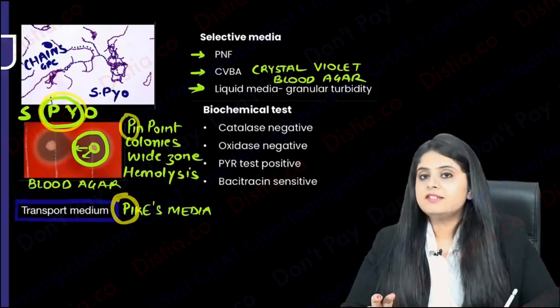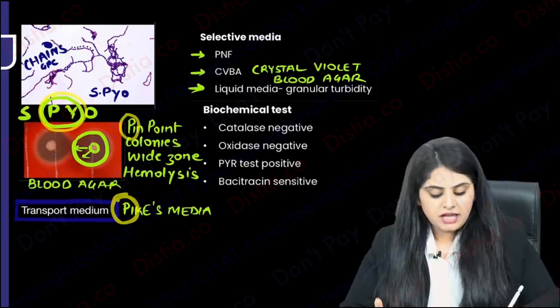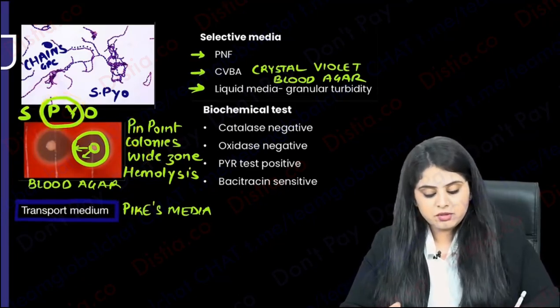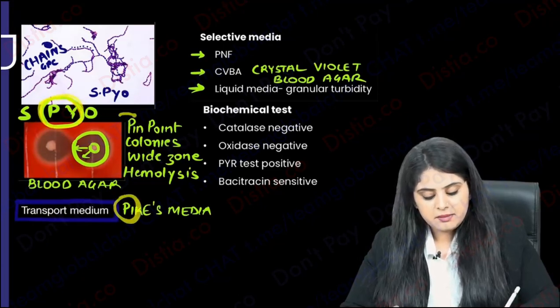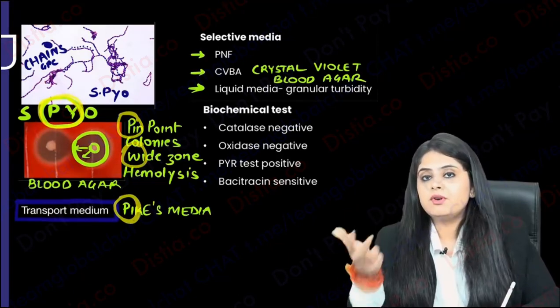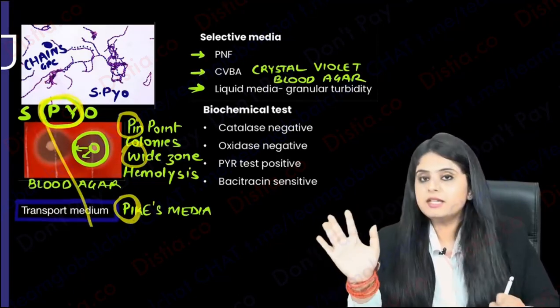What kind of colonies does it have? Pin point colonies. How much of hemolysis? Narrow or wide zone? Wide zone. So remember, now you have your mnemonic pi, Y. Pyogenes, Pike's media, pin point colonies, wide zone of hemolysis. Did you remember this? Yes.